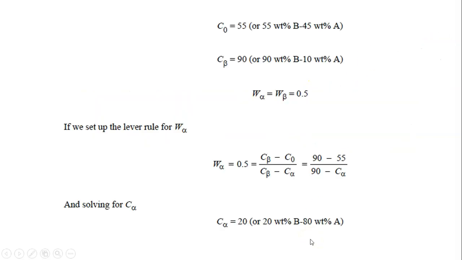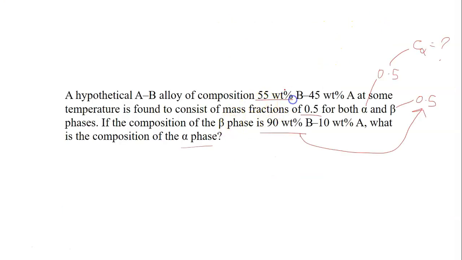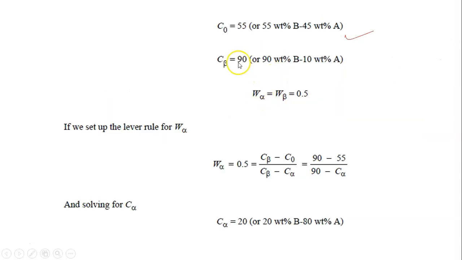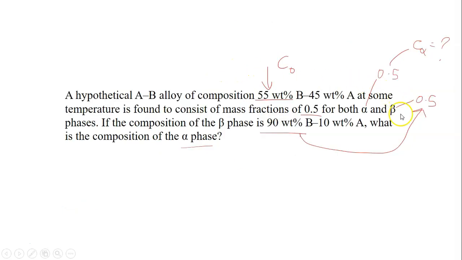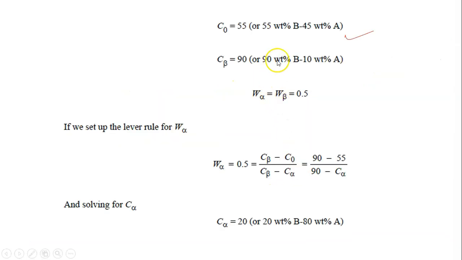So let's check out how we can do this. So here C naught, this is the initial composition given in the question, 55 weight percent of B, right? This one, this is C naught. And given here beta, which is this one, C beta. Okay, so you have this given in the question, and also given in the question the mass fraction of the alpha phase and the beta phase, which equals 0.5.